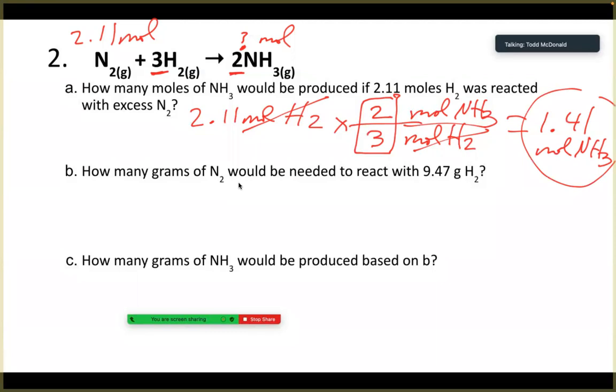Now, to get a little bit more complicated, let's talk in terms of grams. I have 9.47 grams of H2.